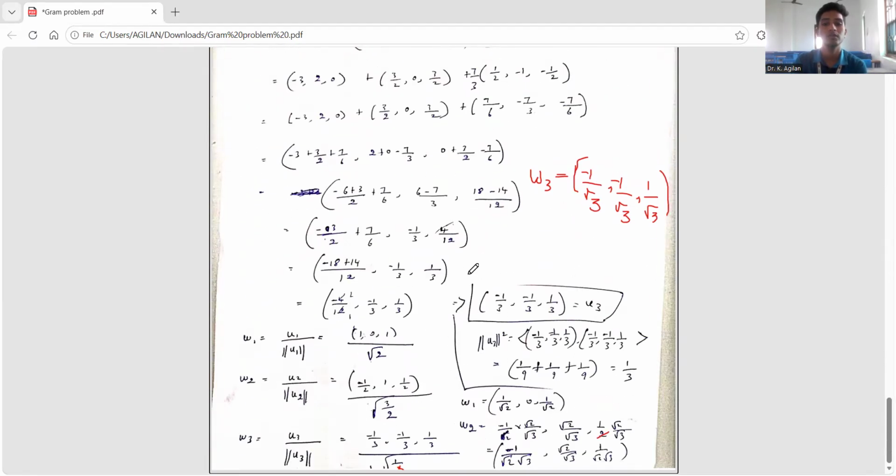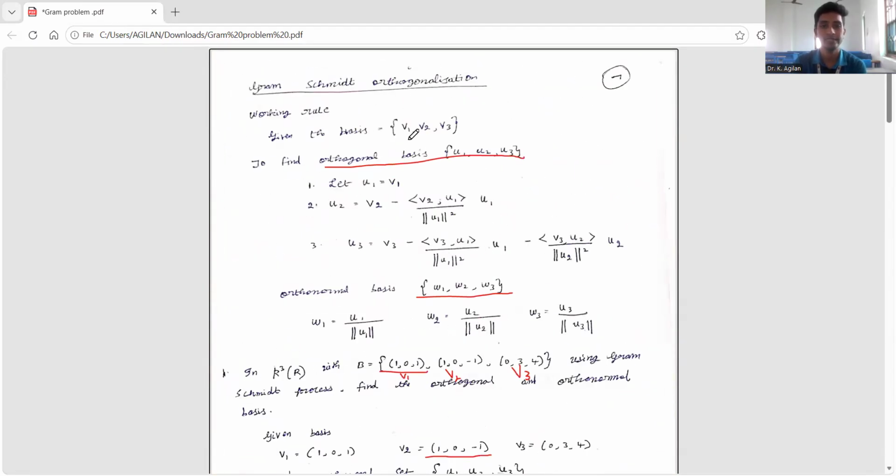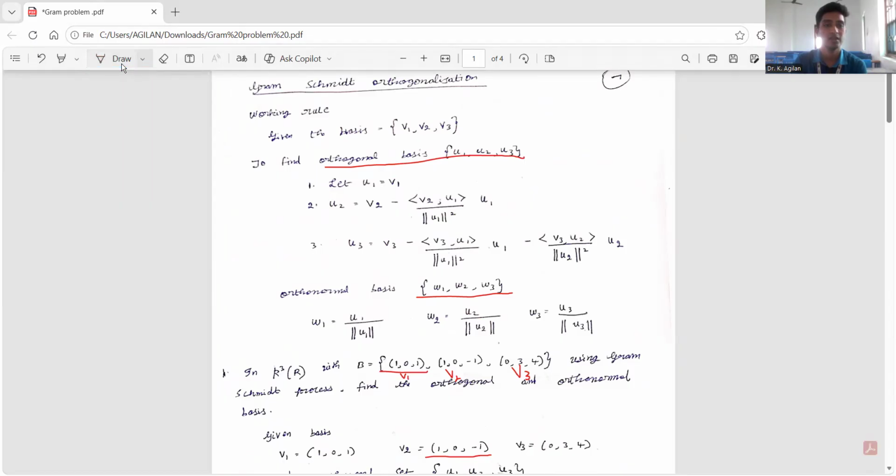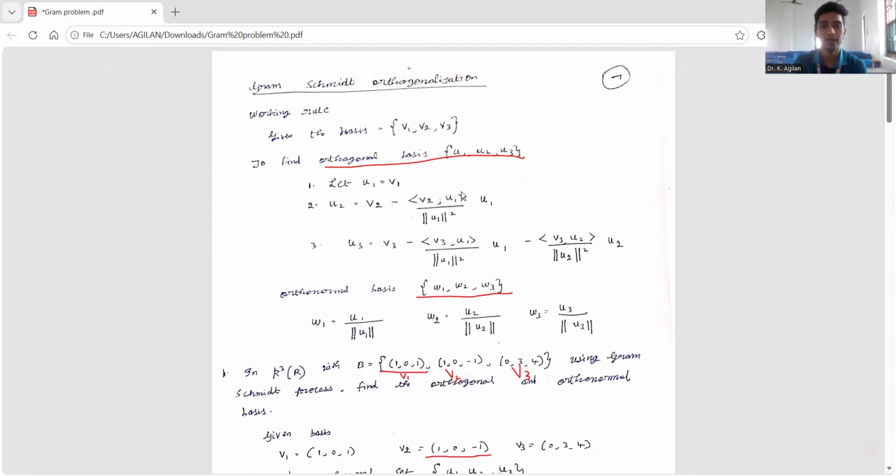So this is how this Gram-Schmidt problem is processed. Okay, fine. So just one small recap. First we should know the formulas of U1, U2, U3. So what is Gram-Schmidt orthogonalization? In this problem, we need to find the orthogonal values like U1, U2, U3, and also the orthogonal basis W1, W2, W3, right? We have a formula for U1, U2, U3, and also W1, W2, W3.